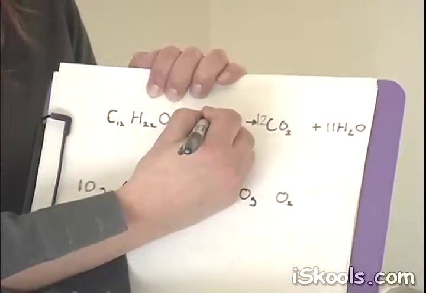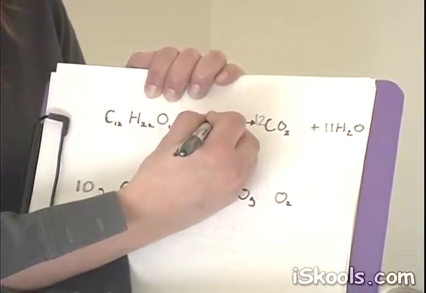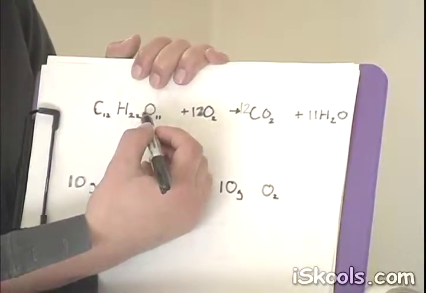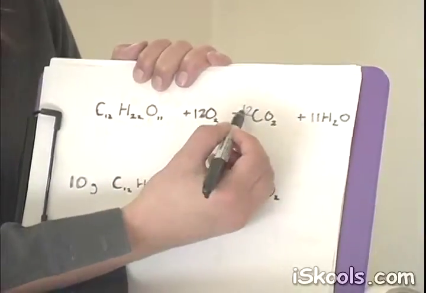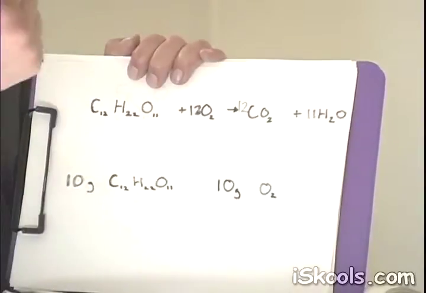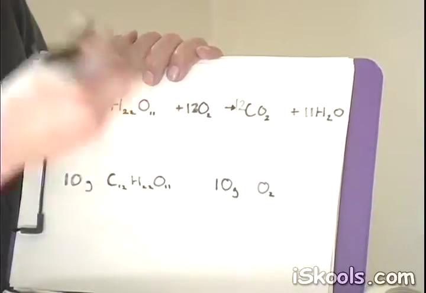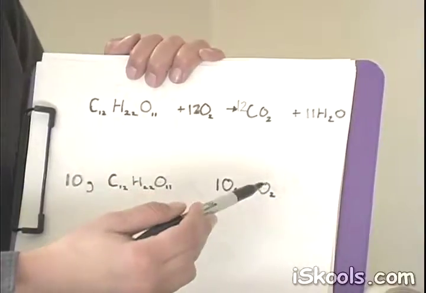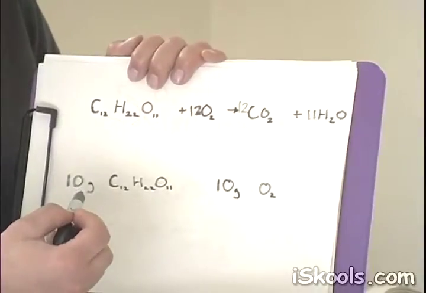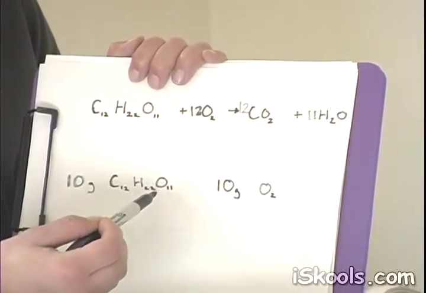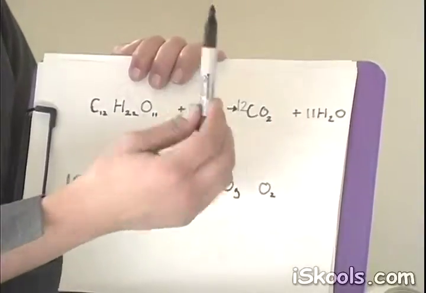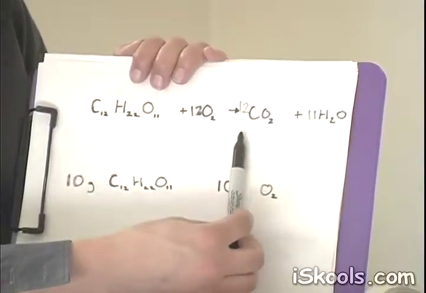So here, if I put a 12, that would actually solve the problem. 12 times 2, 24, plus 11 equaling 35 oxygens. 12 times 2, again, we have the 24 here, 11 here. Now it's completely balanced. Now I have a system of solving the original question, which is: if you have 10 grams of C12H22O11 and 10 grams of oxygen gas, how much CO2 will be produced from that reaction?